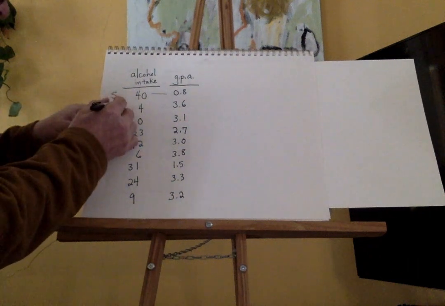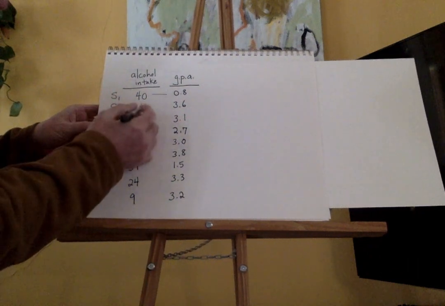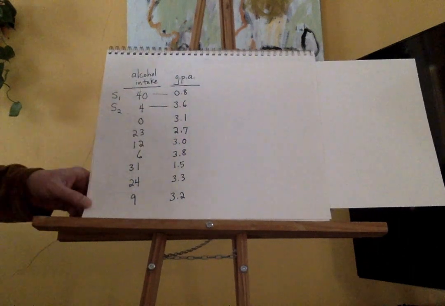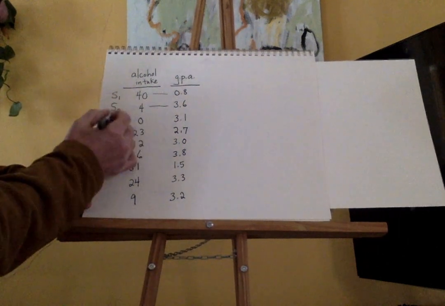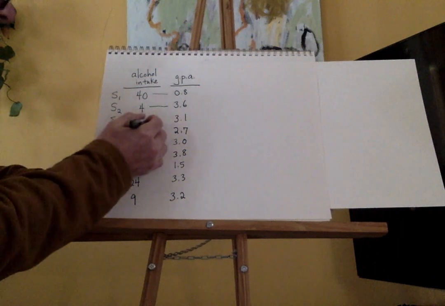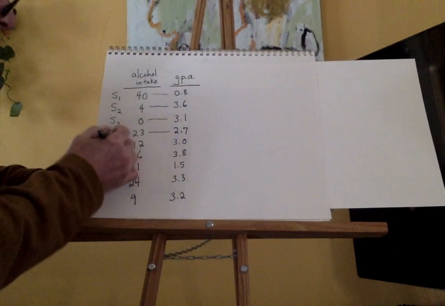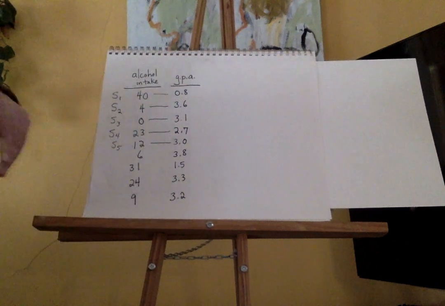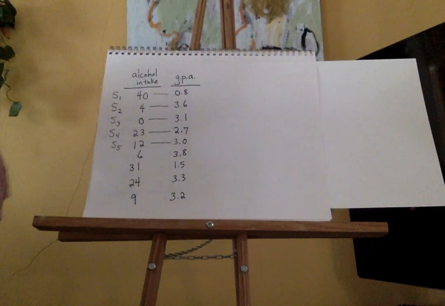Okay. And then student 2 drinks 4 ounces of alcohol per week and has a GPA of 3.6. And so on and so forth. Okay. We're going to keep going down. So these are paired numbers from the same subject. I mean, it wouldn't make sense if it wasn't from the same person. Okay?